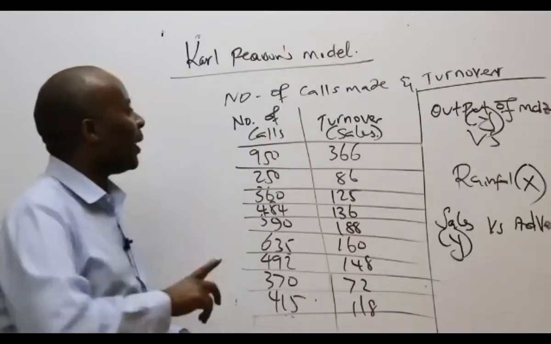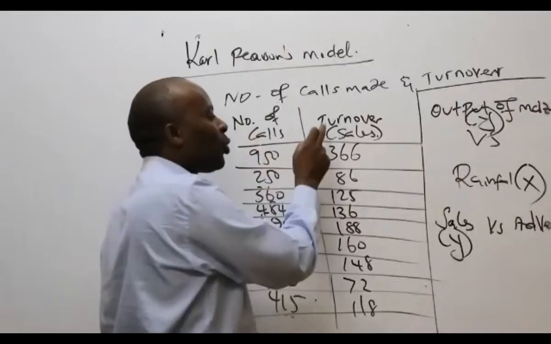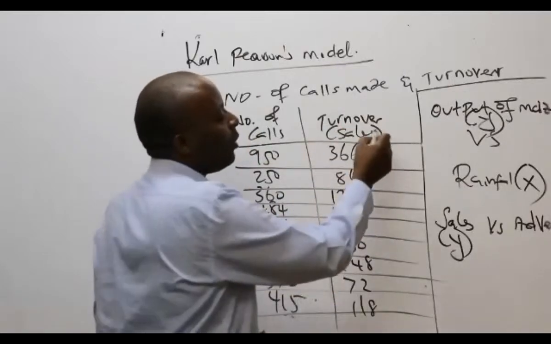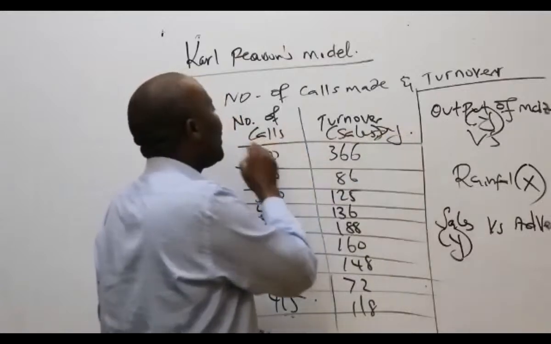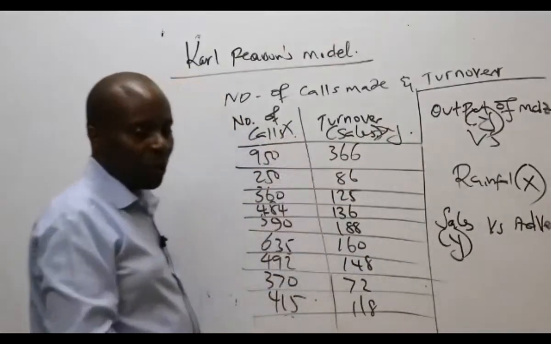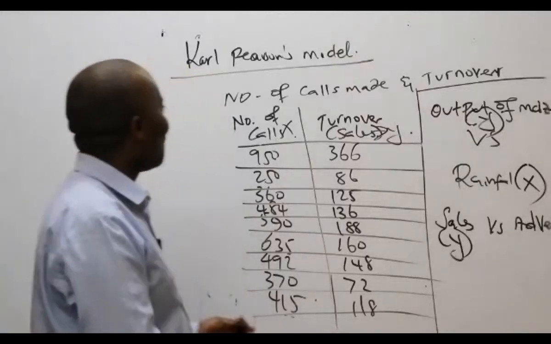Right? So then, gentlemen, the calls that you make will be able to trigger our turnover. So sales automatically will be my Y. The other one, this number, is pretty similar to advertising. Ladies and gentlemen, I would want you to do me a favor.